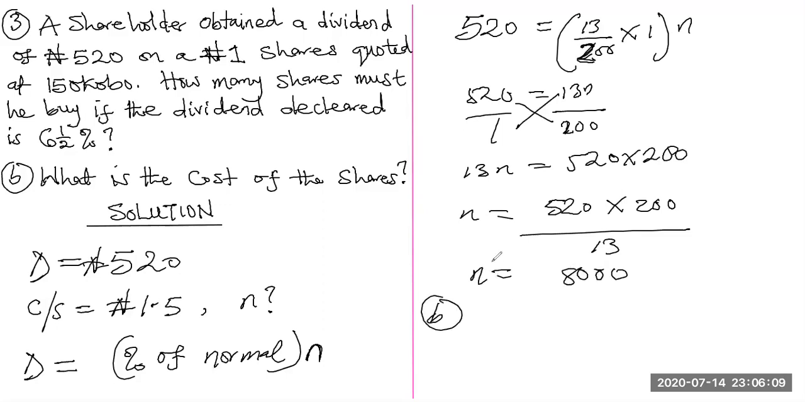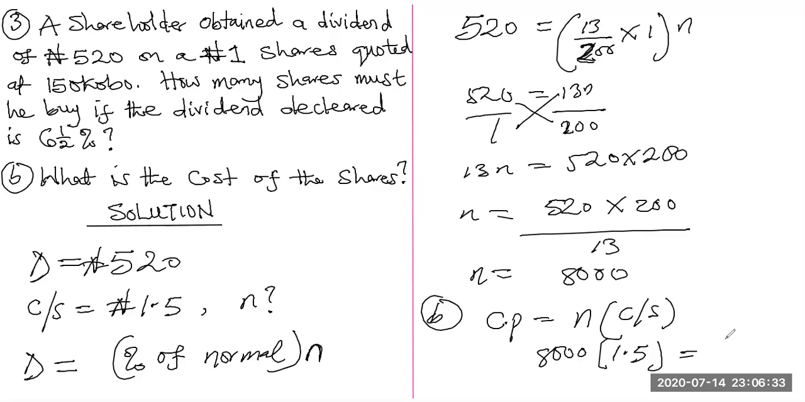Question B, what are we asking? Question B, what is the cost price of the shares? Alright, the cost price of the shares is equal to the number of shares she has multiplied by the cost price per share. So 8,000 multiplied by the cost price per share, 1.5 is already here, 1.5 naira, and that will give us 12,000 naira. So you can see that this topic is very interesting, very simple. Alright, let's look at the next question.